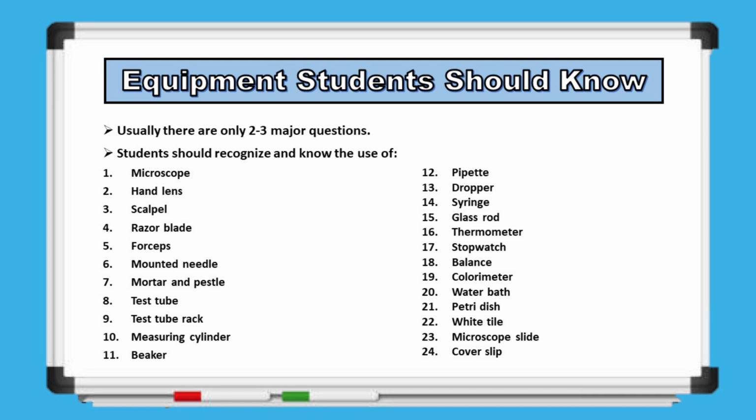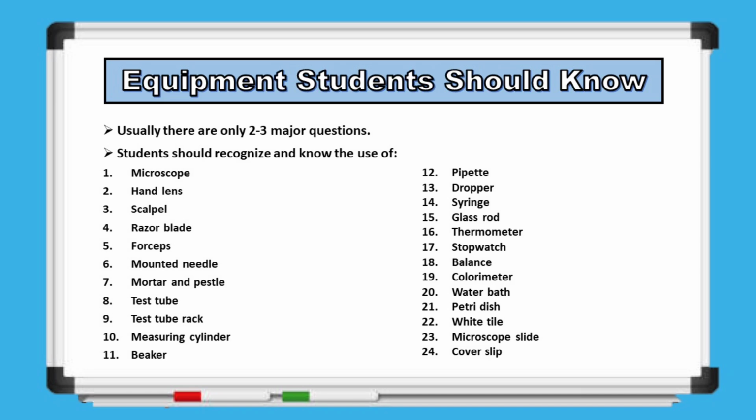So, before we begin solving ATP questions, the first thing you need to know is the practical equipment used in biology. Although you will not perform the experiments yourself, you must be able to recognize each piece of equipment and understand its function.